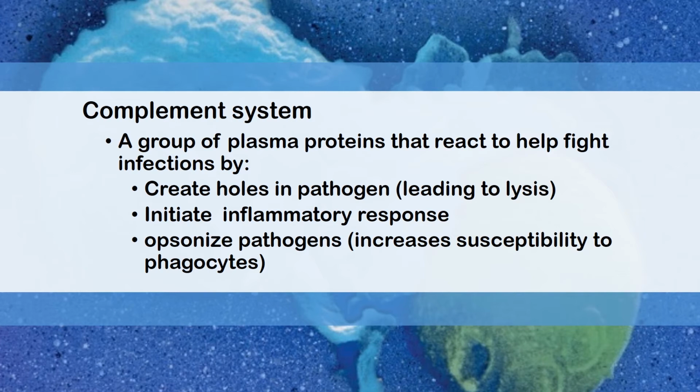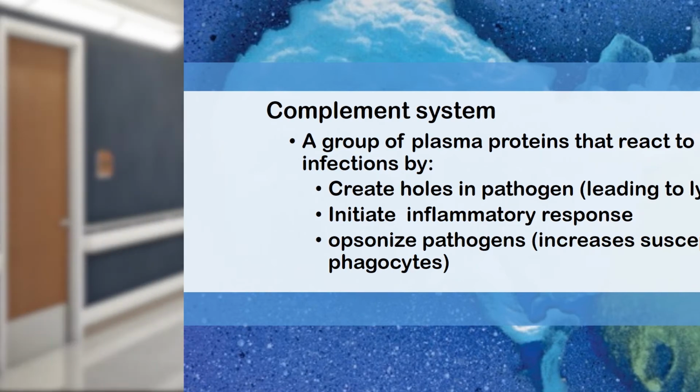A second way in which the complement proteins will work is by initiating the inflammatory response. Finally, they can go through the process of opsonizing pathogens. Opsonizing pathogens is a process that increases the susceptibility of those pathogens to being consumed by phagocytic cells.